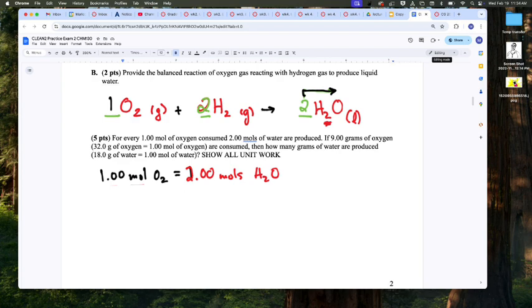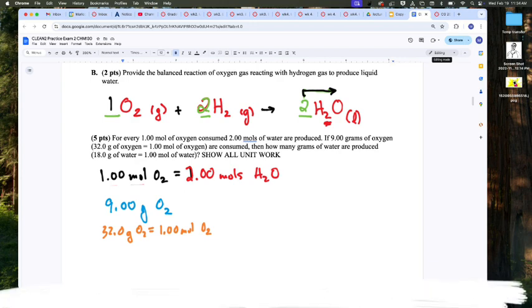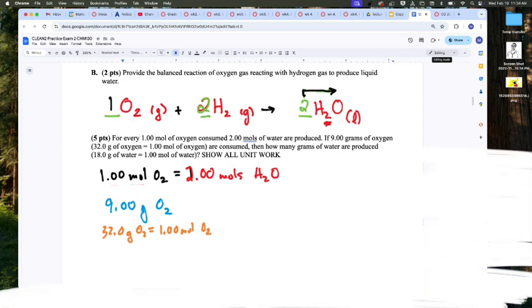It then said if 9 grams of oxygen, okay, so I have 9.00 grams of oxygen, okay, and then it's got this weird parenthetical. I've got 32.0 grams of oxygen equals 1.00 moles of oxygen, okay, are consumed. Then how many grams of water are produced? So we've got more information coming out of this.